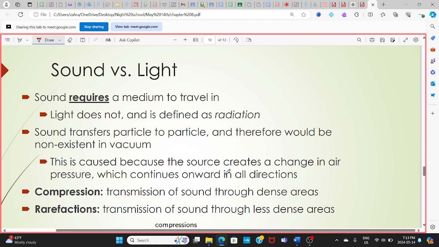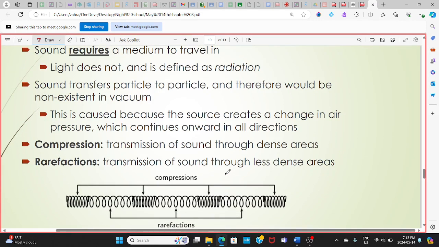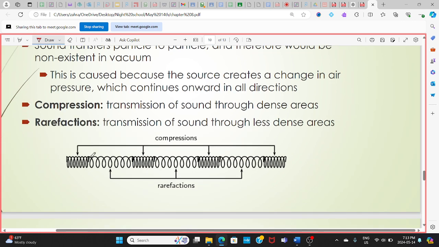This is caused because the source creates a change in air pressure, which continues onward in a direction. So that would be the example I explained earlier. You have a string and you're trying to vibrate it at one end, so the wave travels from one end to the other end. We'll see that transmission of sound through a dense area is compression.